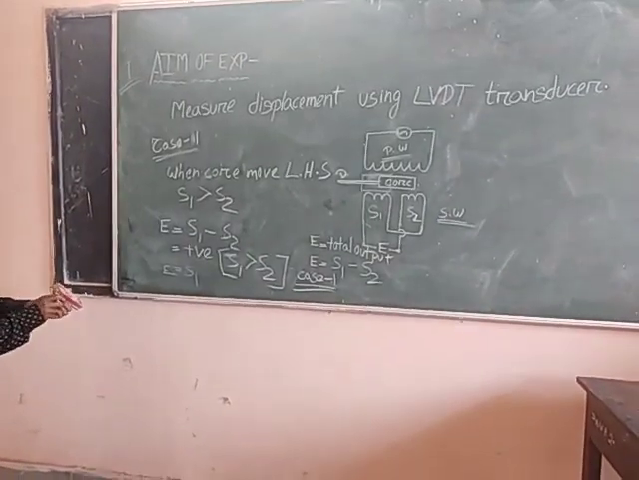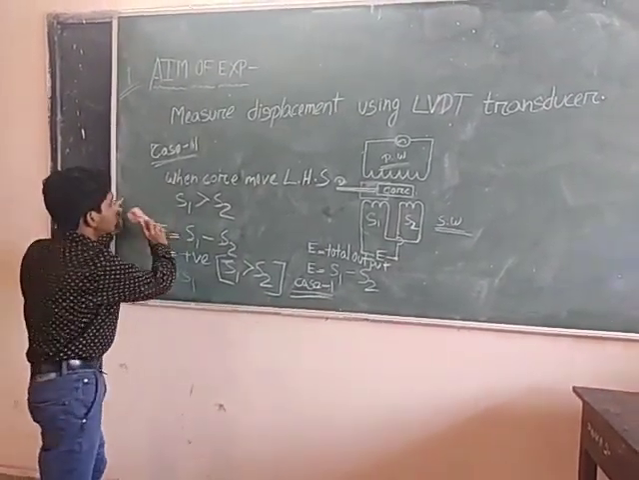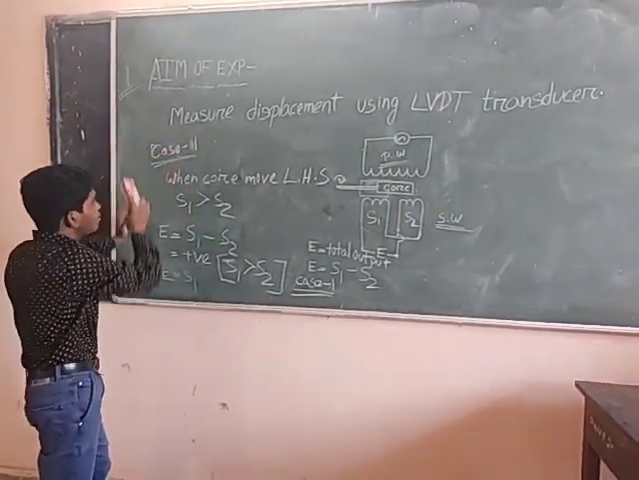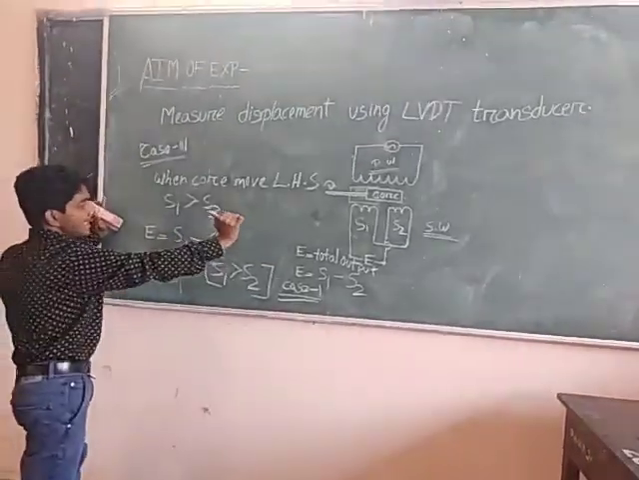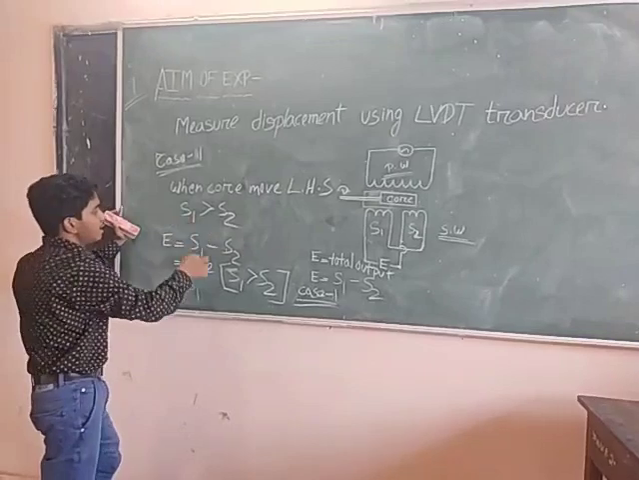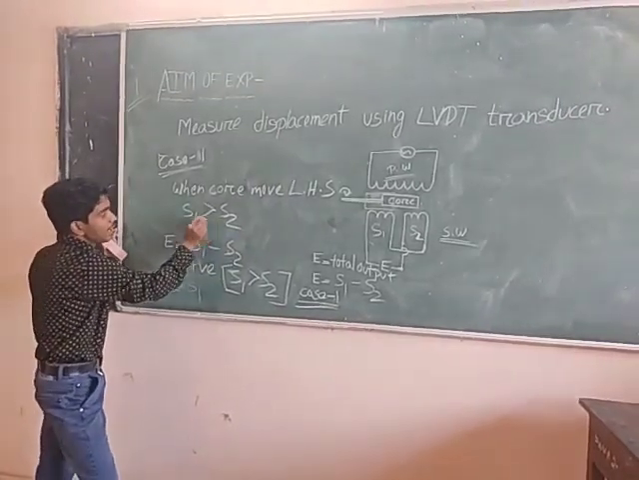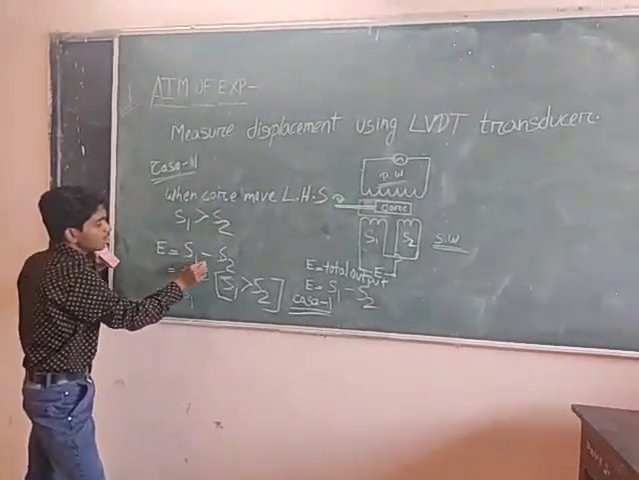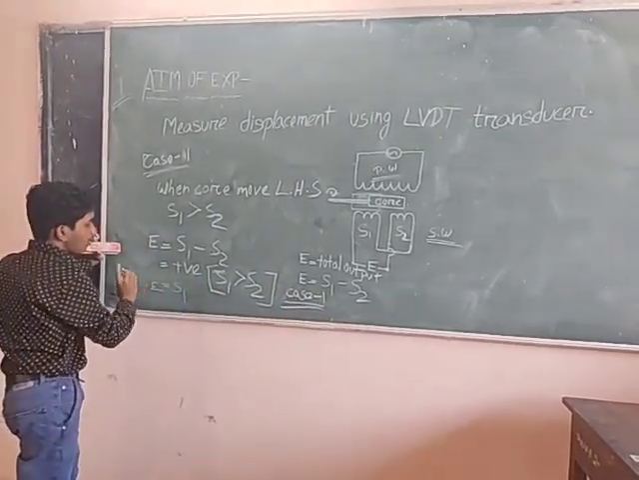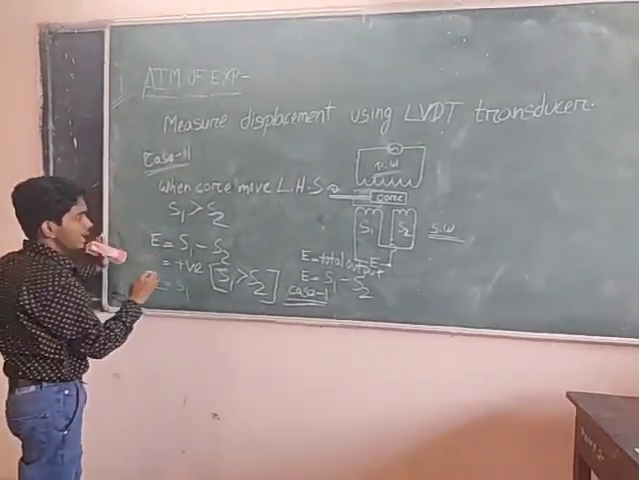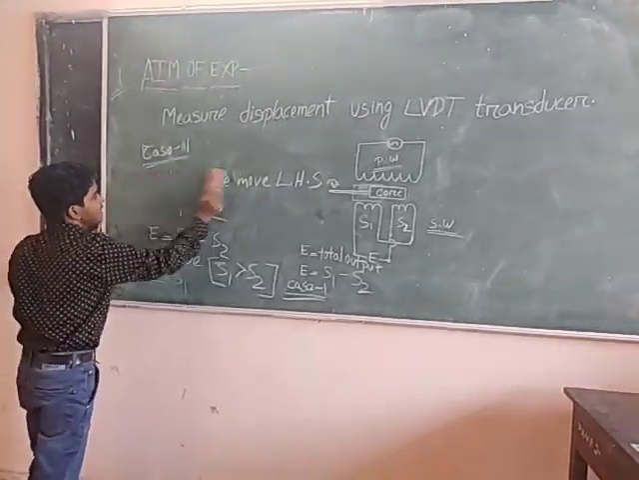Again I repeat case 2. When the core is moved to the left hand side, first it moves slightly, then S1 is greater than S2. So S1 minus S2 is some positive value. At the last point of the left hand side case, E is equal to S1.